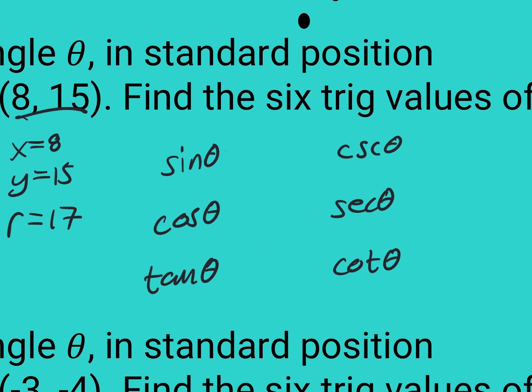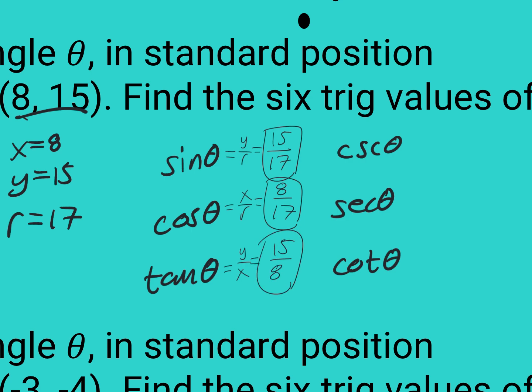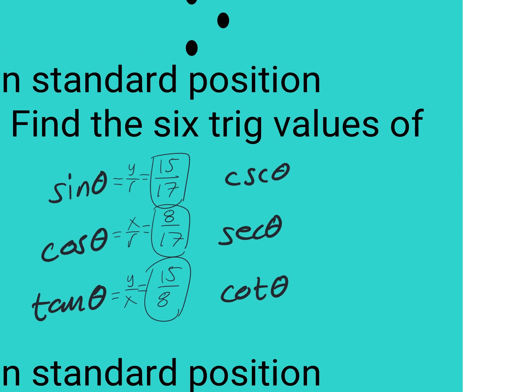Now remember, sine is y over r, and y in this case is 15, r is 17, so that's our answer for this one. Cosine is x over r, which is going to get you 8 over 17, and that's your answer. Tangent is y over x, so this is going to make this 15 over 8. Cosecant, secant, and cotangent, you're just going to flip them.